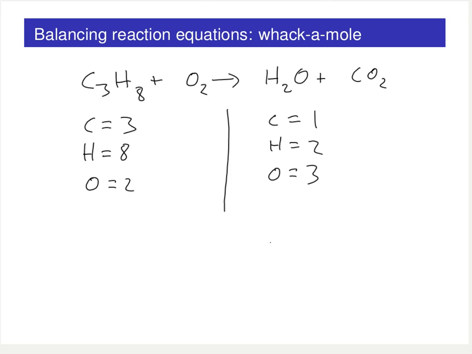Let's look at the combustion of propane. Okay, so we have C3H8 reacting with oxygen to form CO2 and water. So setting up our little tallies, we see that we have 3 carbons, 8 hydrogens, 2 oxygens on the reactant side, 1 carbon, 2 hydrogens, and 3 oxygens on that product side.